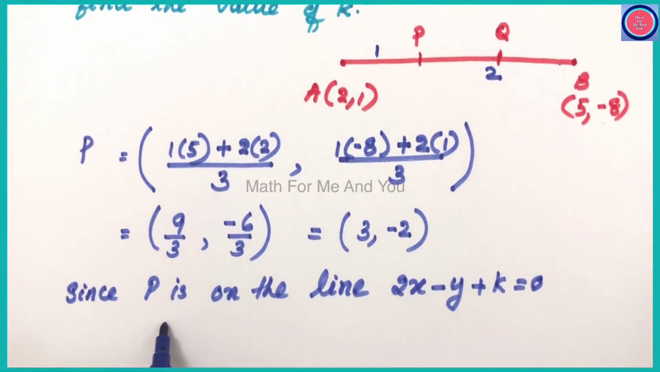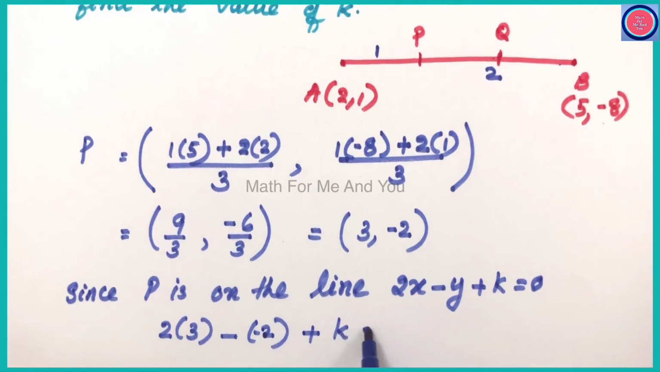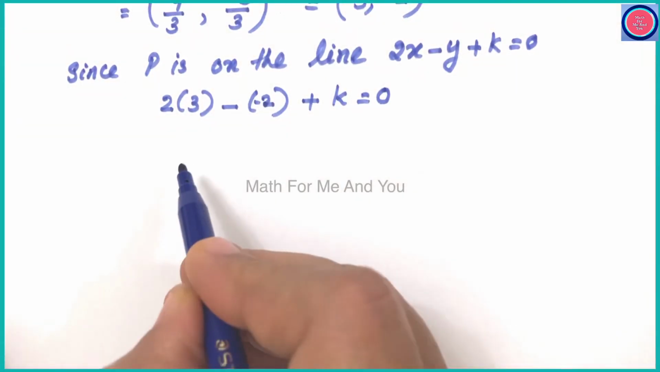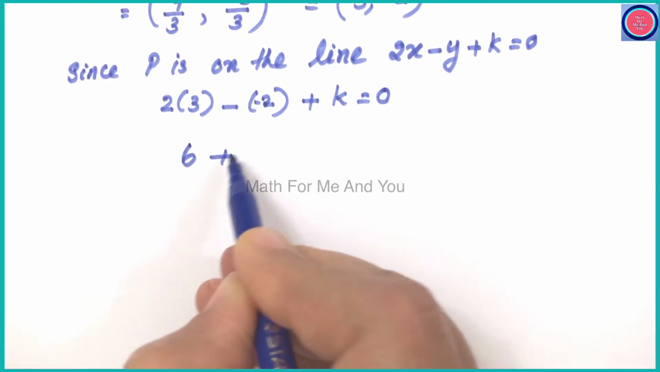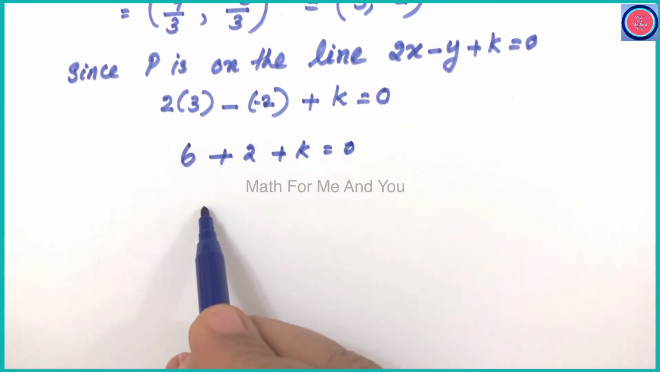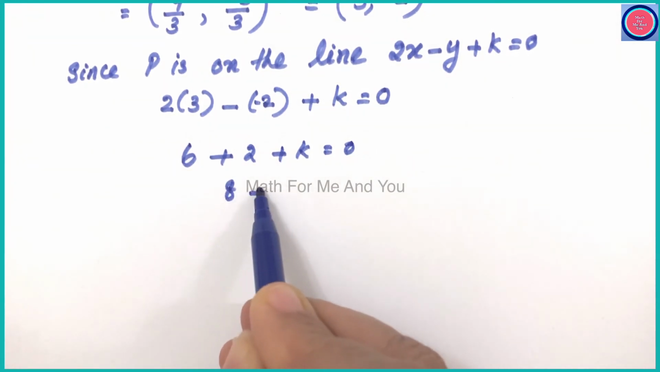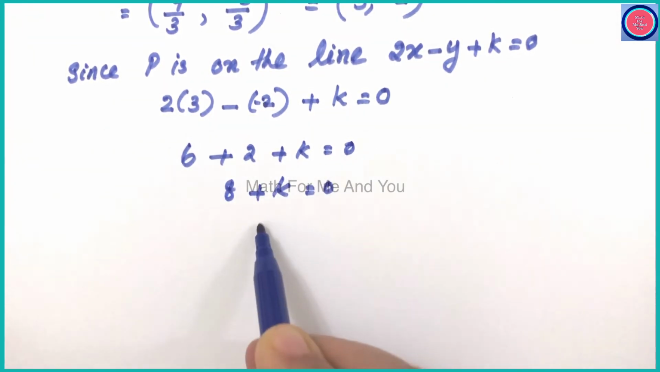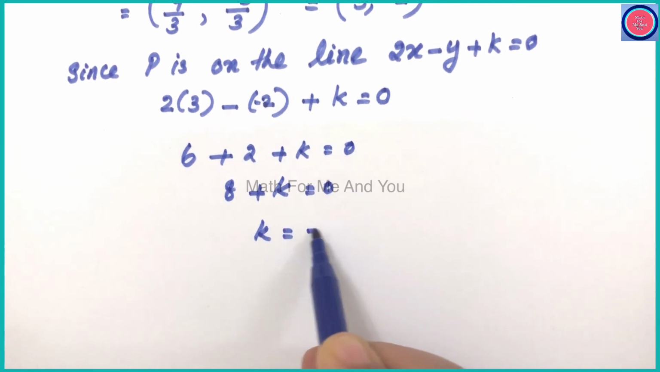Let's do that. In place of x, we can put 3 because P is a point on this line. 2 times 3 minus, in place of y, give minus 2, that is minus minus 2, plus k equals 0. What do we get? 6 minus minus 2, that is 6 plus 2 plus k equals 0. 8 plus k equals 0. What is the value of k? k equals minus 8. See, we got the value of k.